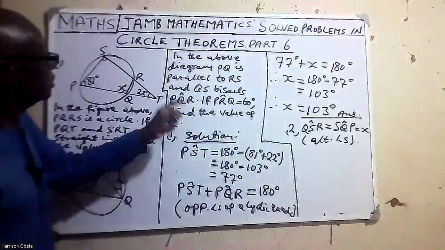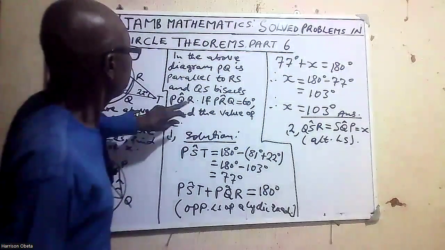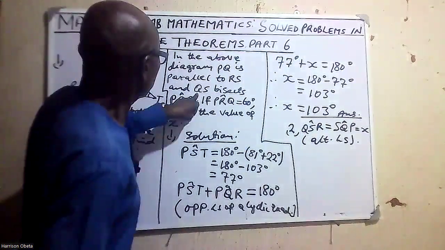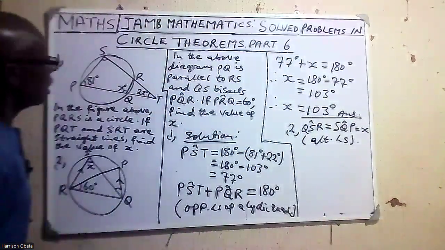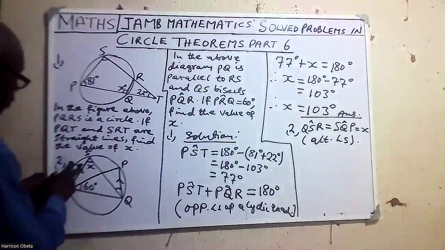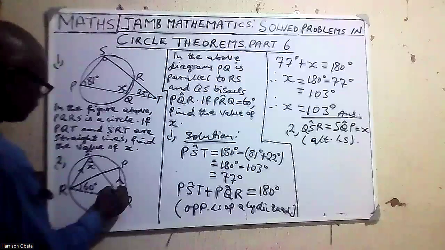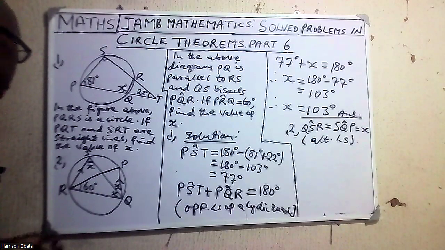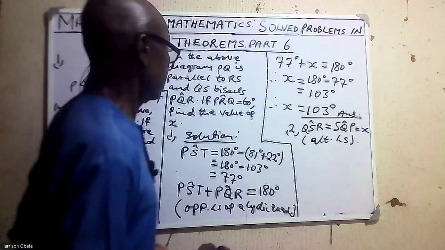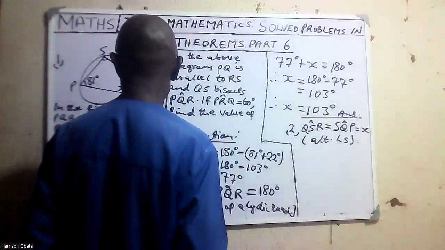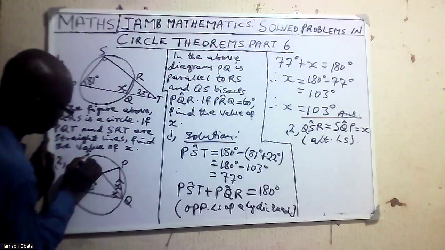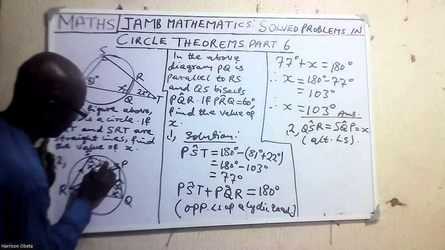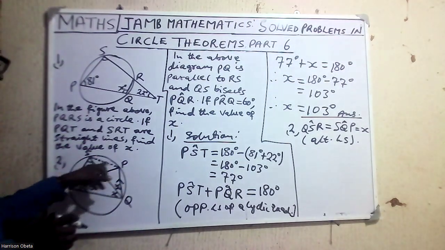But we are told that QS bisects PQR. That means if this is X, this is another X. And we are trying to find the value of X. Okay? So we have to draw something like this to show that this is not the original line.